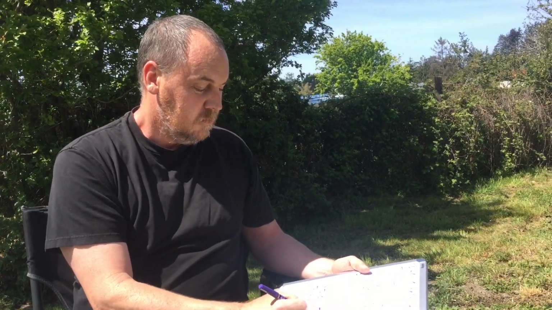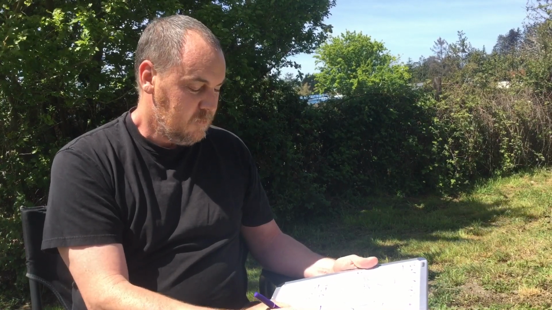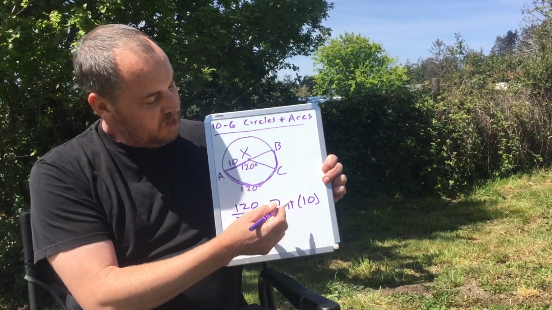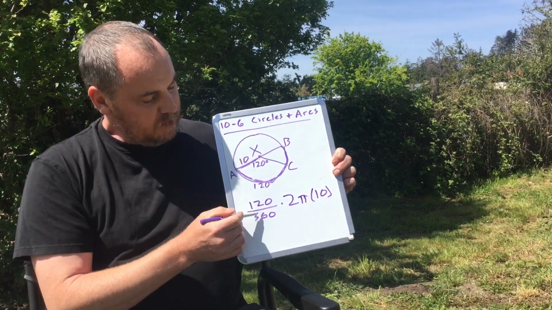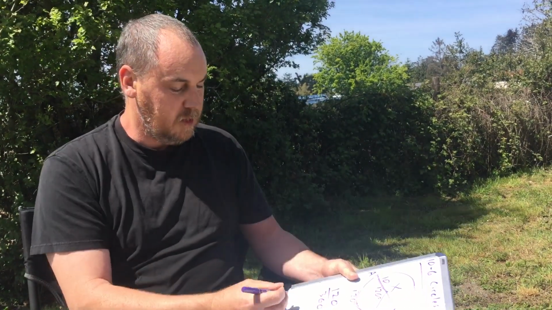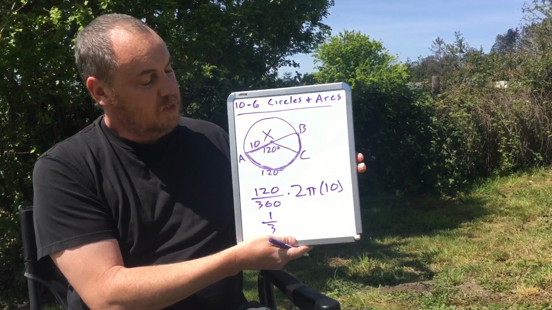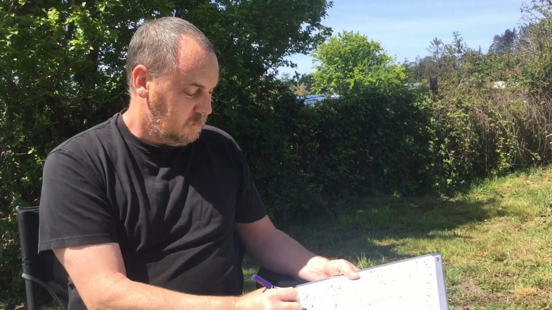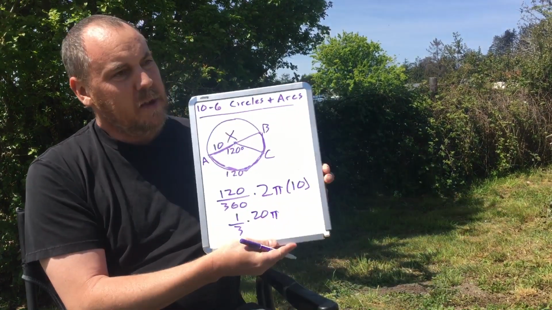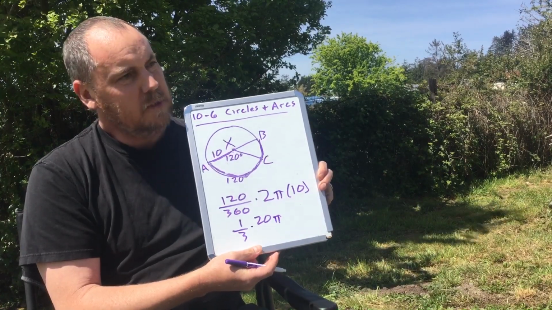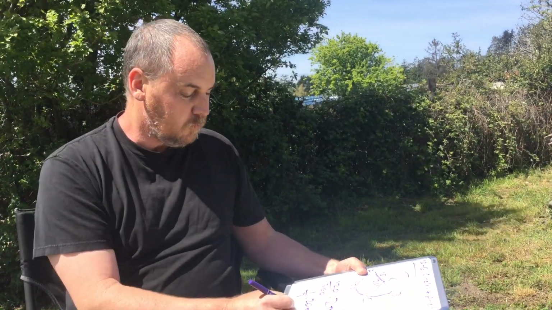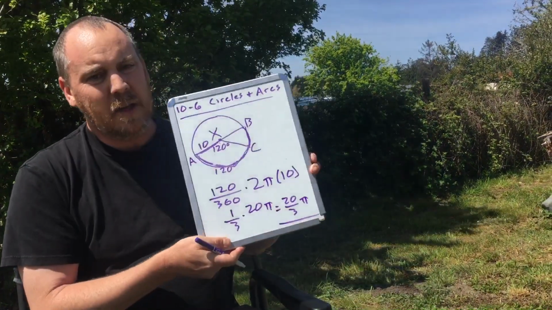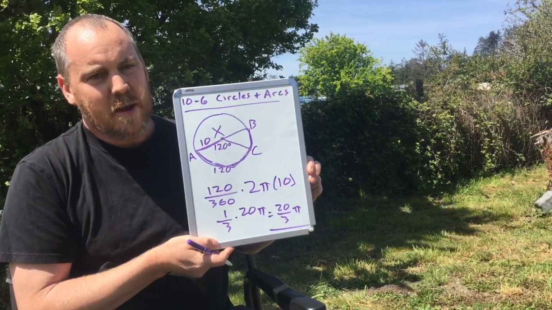So 2 times pi times r. There's your circumference right there. Okay, 2 times pi times 10, because the radius is 10. All right, you have to simplify this. This, once again, is 1/3, 120 over 360, okay? 2 pi times 10 would be 20 pi. And then you go 1/3 of 20, which you can't really do, so you'll just leave it 20 over 3. And a lot of times you leave pi in your answer, just like that, okay?